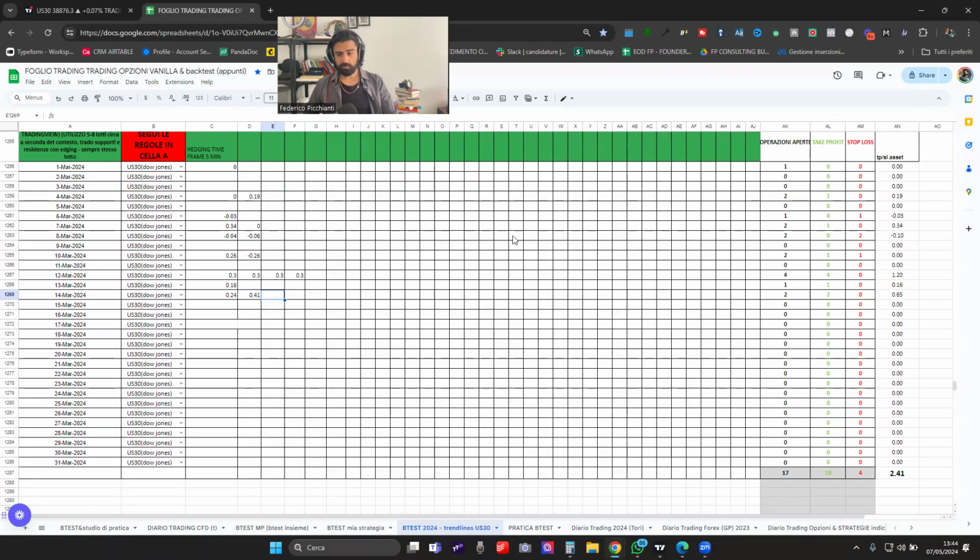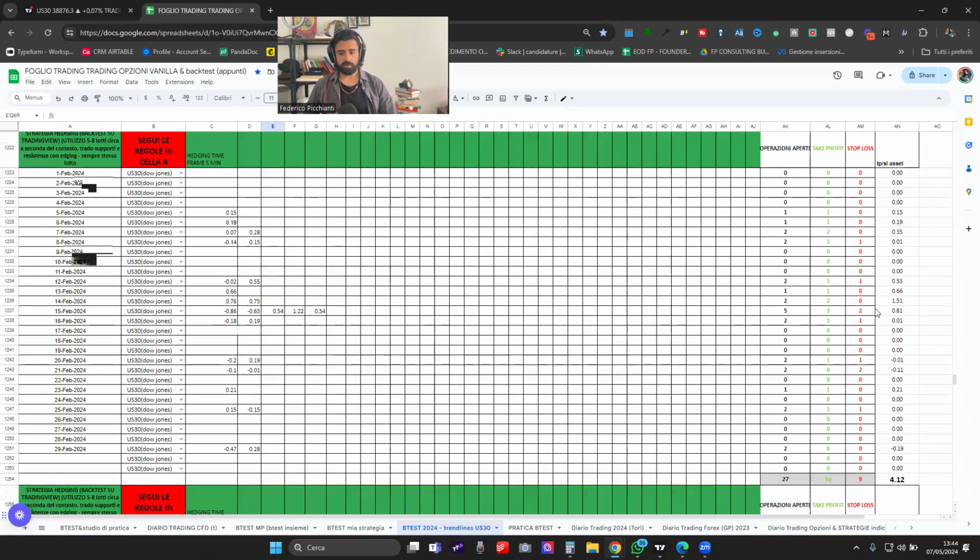So I made 2.41%. In February, it was a nightmare. We actually managed to get out of 4.12%. It was very, very bad. And the situation is that once you hedge, you have to wait for a long time before the price goes in your direction, which blocks your whole trading system. So that's the way it works.